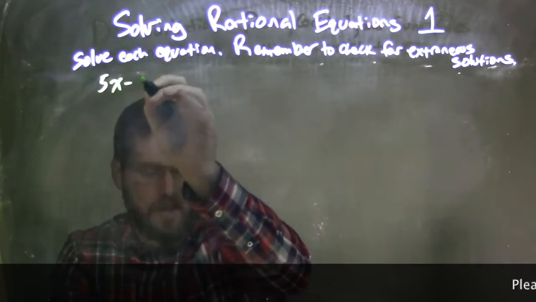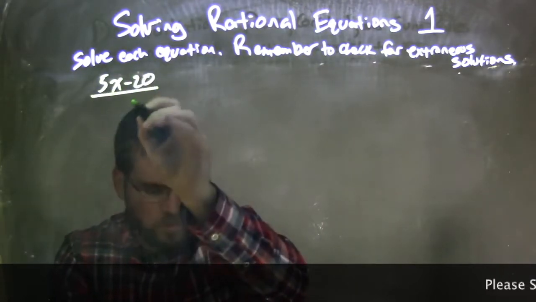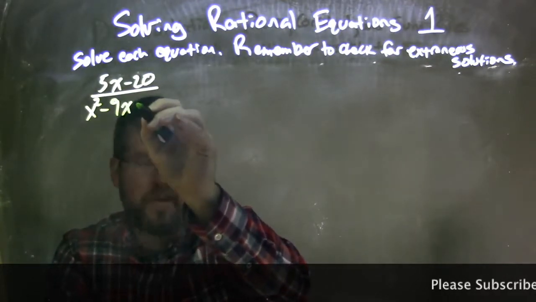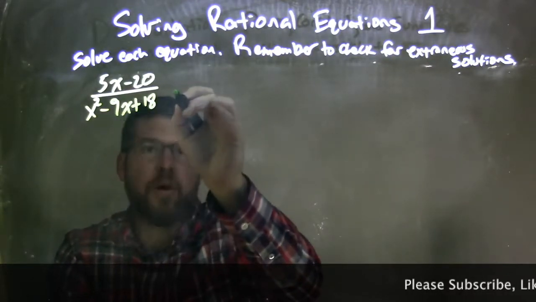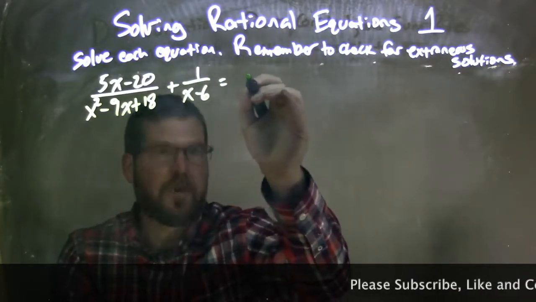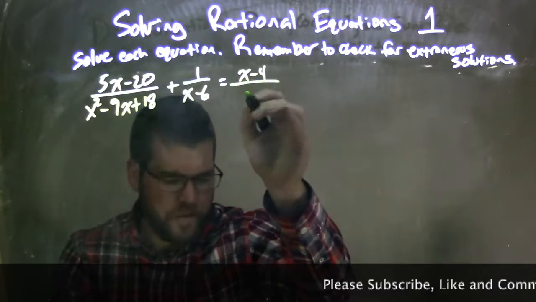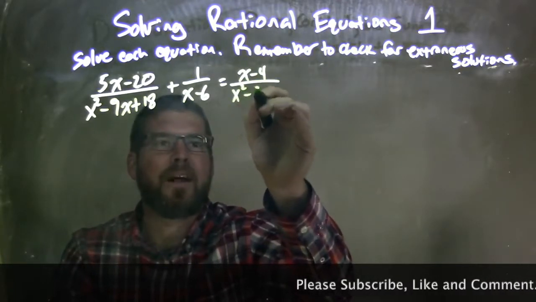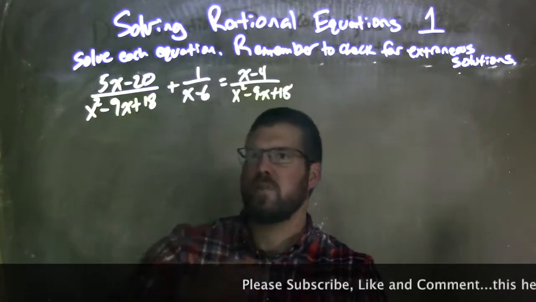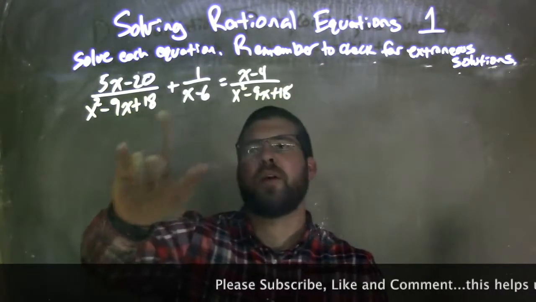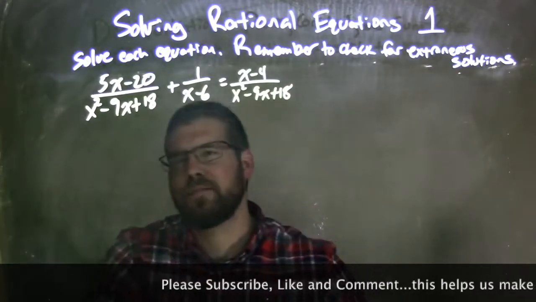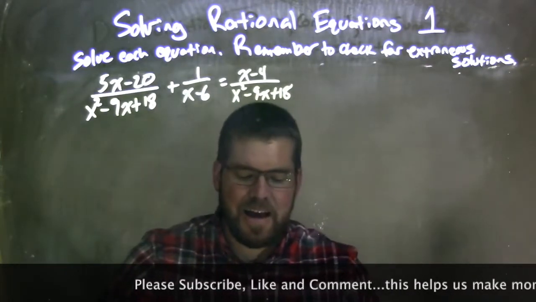5x minus 20 over x squared minus 9x plus 18 plus 1 over x minus 6 equals x minus 4 over x squared minus 9x plus 18. Okay. Whew, it's a doozy of a problem. Well, first thing I'm going to think about here is, can I factor these out, the x squared minus 9x plus 18? And I believe I can.